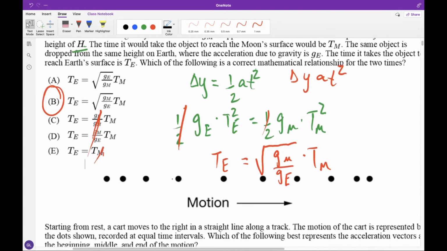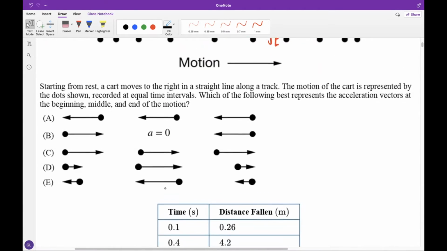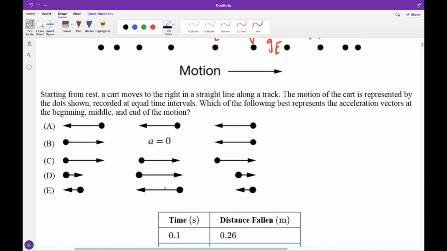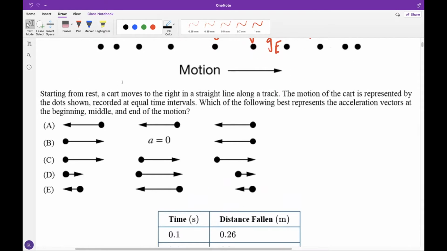All right, next one. So here we have some dots. I do think that these are familiar. So again, if you guys want me to jump ahead to the newer questions, let me know. But we've seen one of these motion maps, if you will. Don't want to erase this. Oh, well, I'll clean it up for formatting later. But here are the dots. Starting from rest, a car moves to the right in a straight line along a track. The motion of the car represented by the dots is shown, recorded at equal time intervals. Which of the following best represents the acceleration vectors at the beginning, middle, and end of the motion?